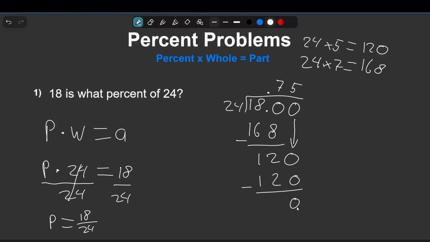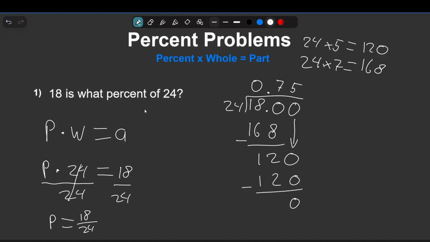That we got to our final answer because we went all the way to the most right place, to our ones place, and we can see our final answer is 0.75. But this isn't going to be our answer because we have to make this into a percent. Right now it is in decimal form, but we want to make this into a percent form because we are looking for the percent of 18 is what percent of 24.